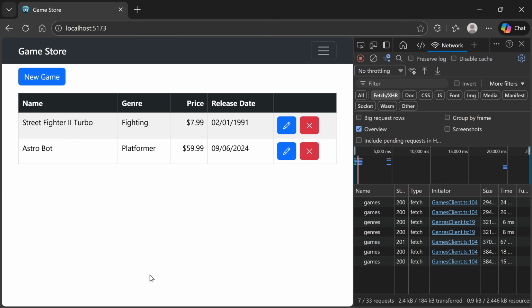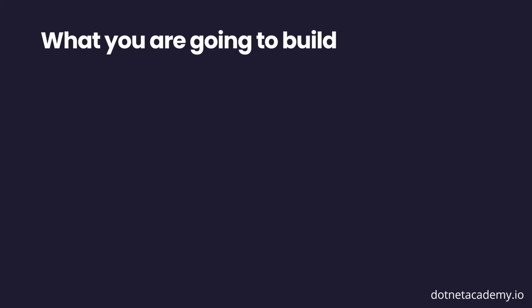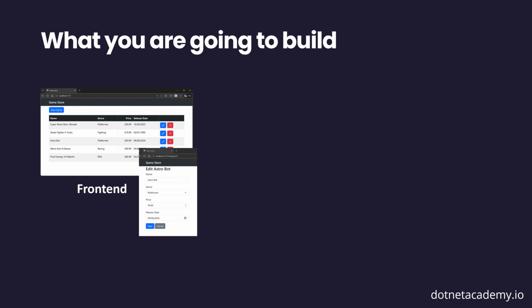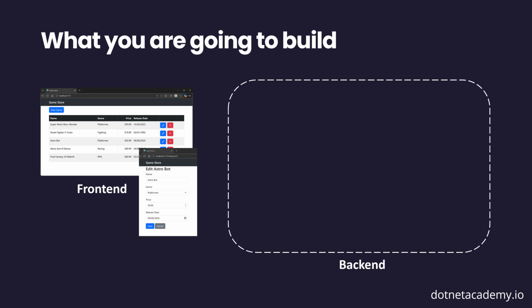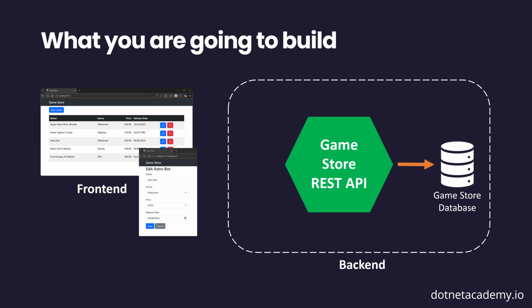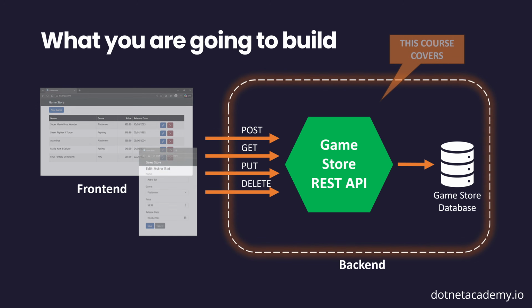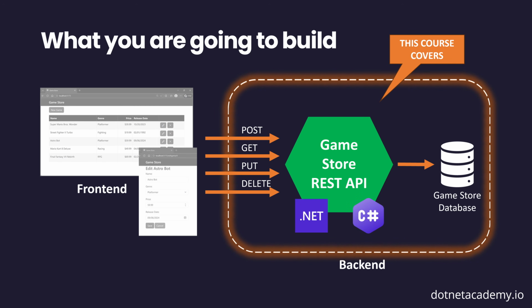Let's dive in. Your company is building a video game store. The frontend team already built the game catalog UI. Your job is to build the backend that powers it. All the game data will live in a database, and you will expose that data via a REST API with endpoints to create, read, update, and delete games. This course teaches you how to build this backend end-to-end with ASP.NET Core and C#.